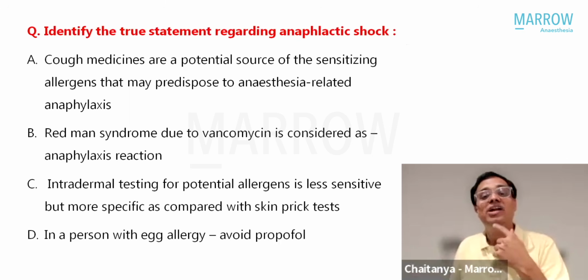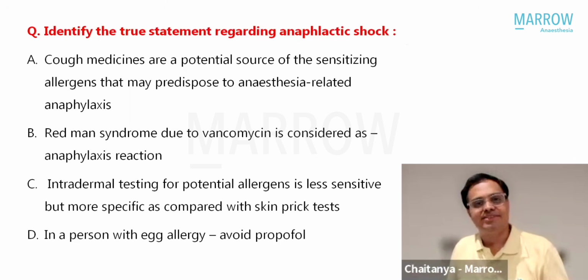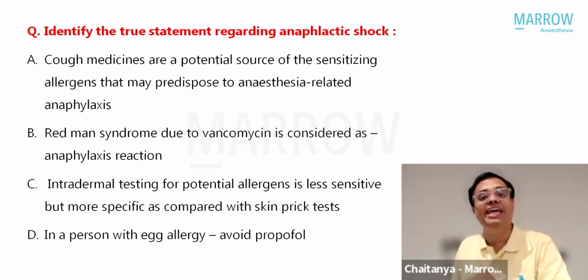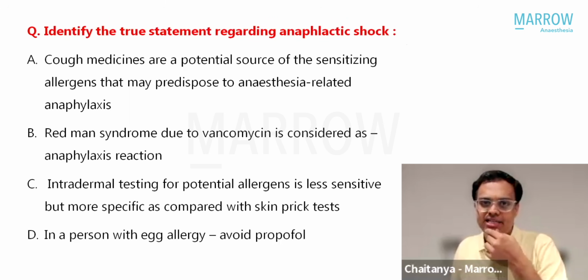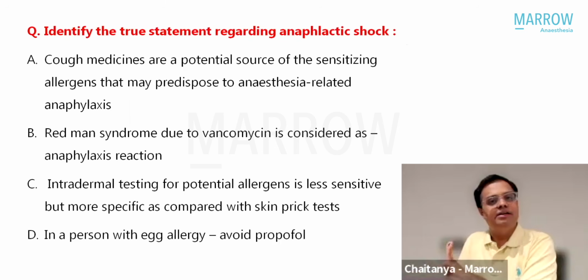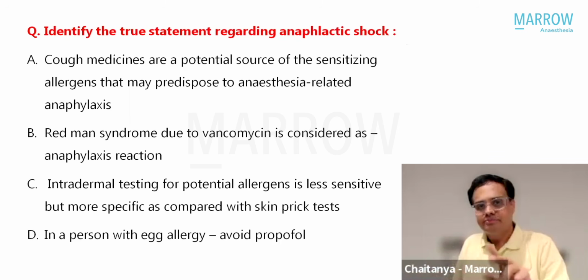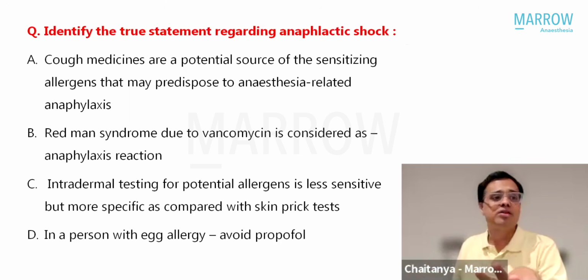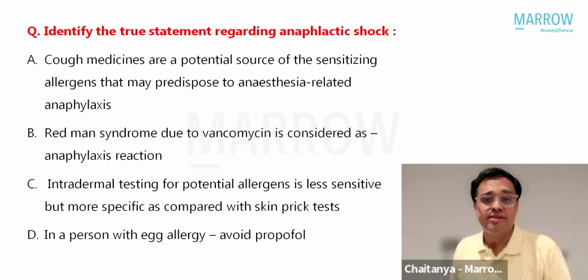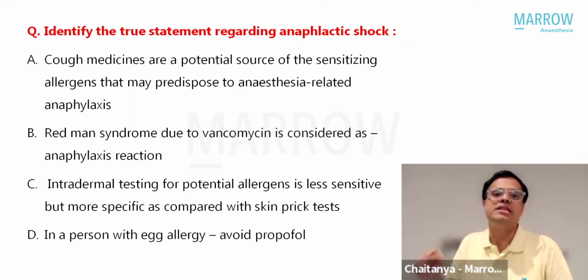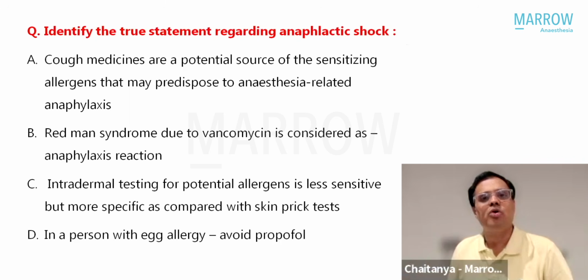The second most common is muscle relaxants, as per the 10th edition of Miller's Anesthesia textbook. The third one is chlorhexidine. This is something new. Previously, I used to say latex is the second most common cause, but in the Western world latex usage is decreasing, I think, so latex is not there. The second is muscle relaxant, the third is chlorhexidine, and the fourth is local anesthetics, that too ester-based local anesthetics, not amide-based. Esters are notorious for causing allergic reactions.